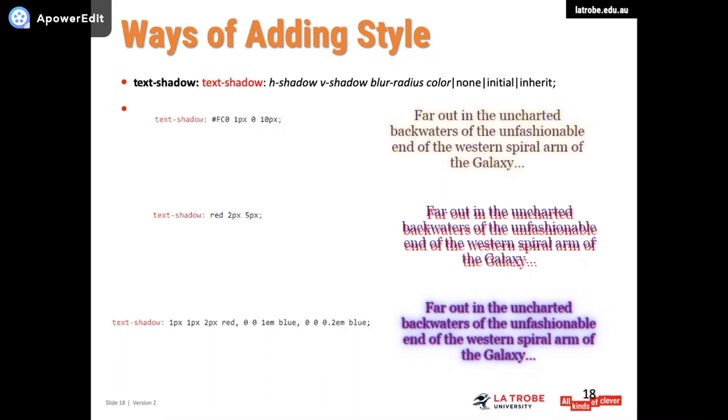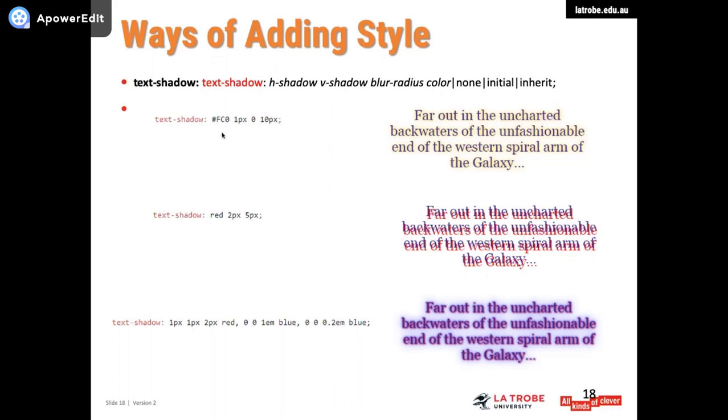For the text shadow, here's the syntax. First is the horizontal offset of the shadow, then the vertical offset, and then the blur radius, which is how blurry you want your shadow to be. Here is an example.